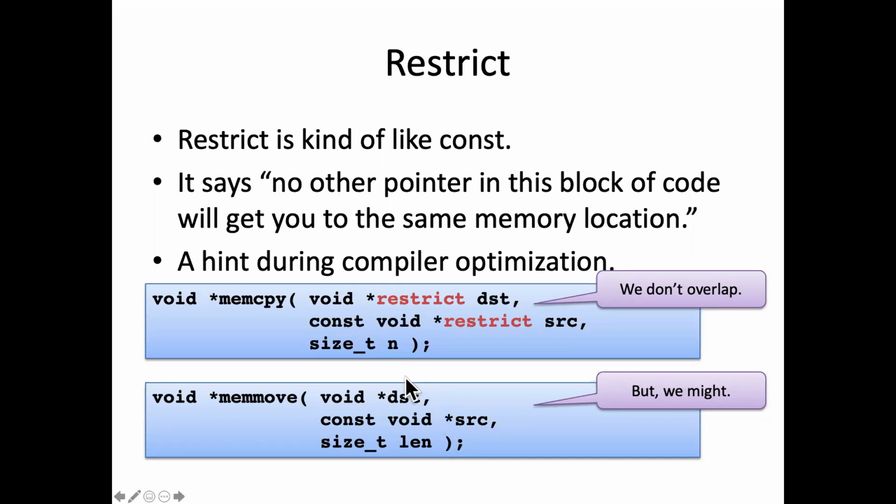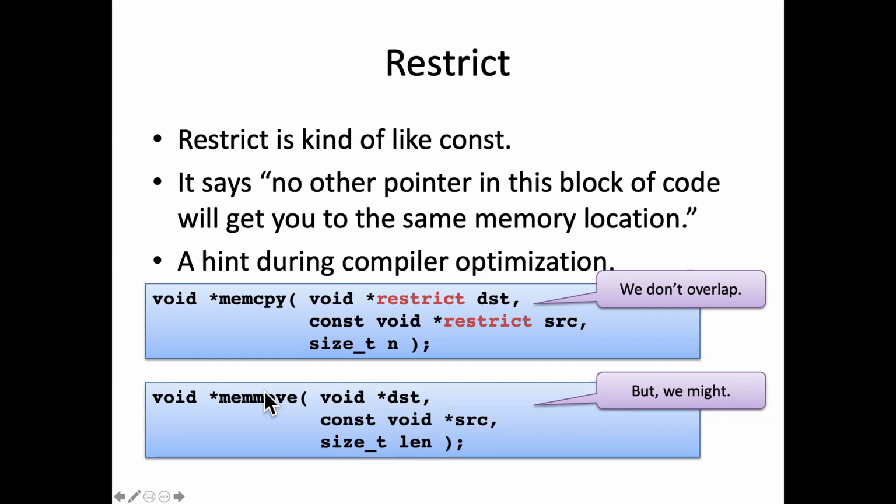For memmove, we don't have to make that guarantee. The function is supposed to be smart enough that it'll work even if source and destination overlap. It won't start overwriting the source as it's copying to destination, even if they do overlap. And you can see the definition here does not require those pointers to be restricted to point to different regions of memory.